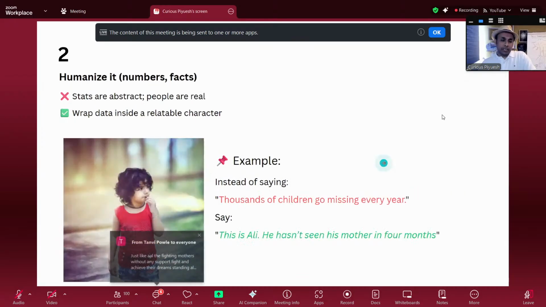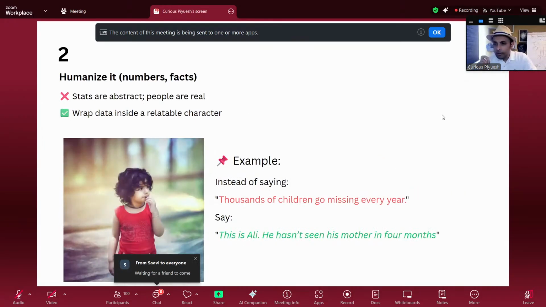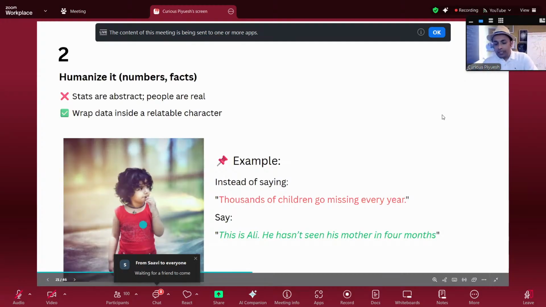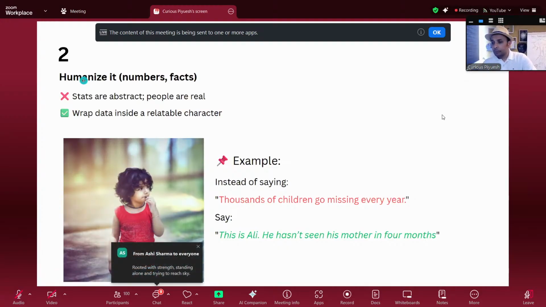And let's check formula number 2. What is formula number 2? Humanize it. If in your story there is a number, or maybe a fact, or even a picture, right now the picture is already of a human, but even if it is not, try to humanize it, which means stats are abstract, people are real. Do you agree with me? Stats are a man-made thing, but they only support people. So people are real. Everything has to boil down to people.